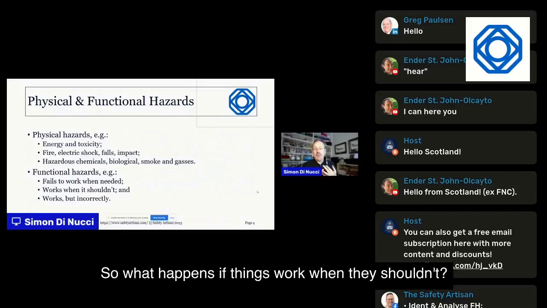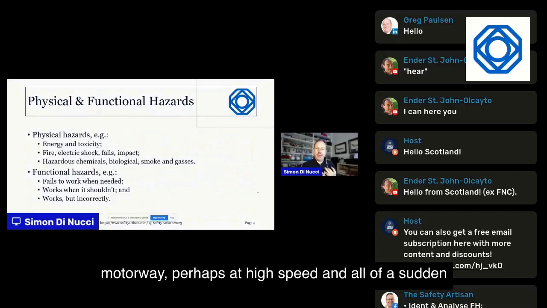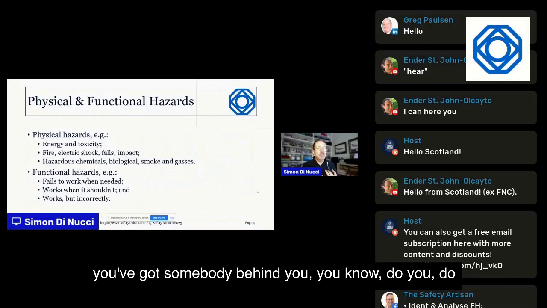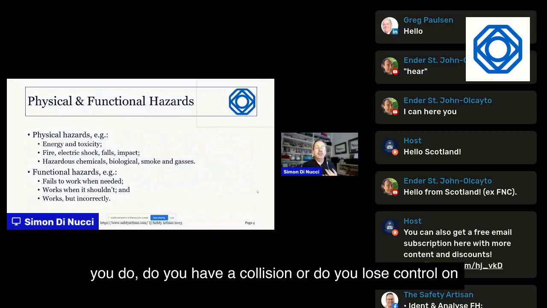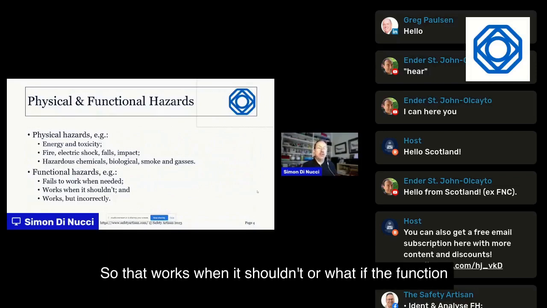What happens if things work when they shouldn't? What if you're driving along on a road or the motorway, perhaps at high speed, and all of a sudden your brakes slam on for no apparent reason, and maybe you've got somebody behind you? Do you have a collision, or do you lose control on the road and crash? So that works when it shouldn't.